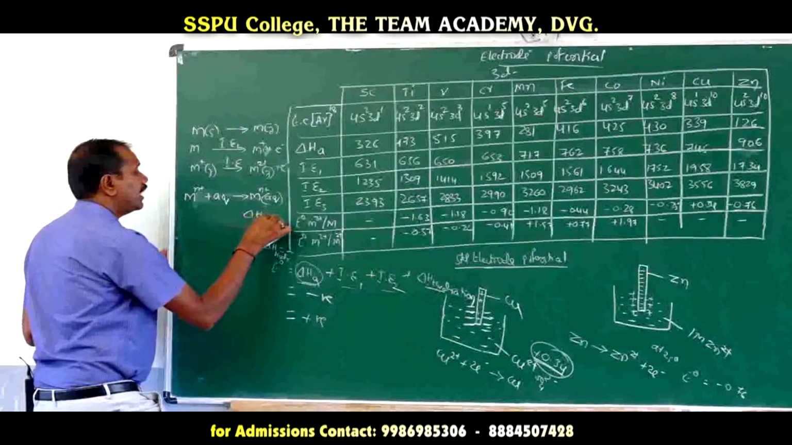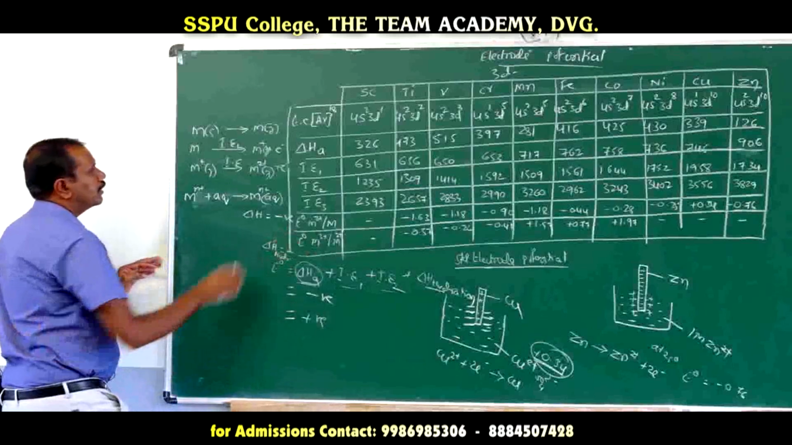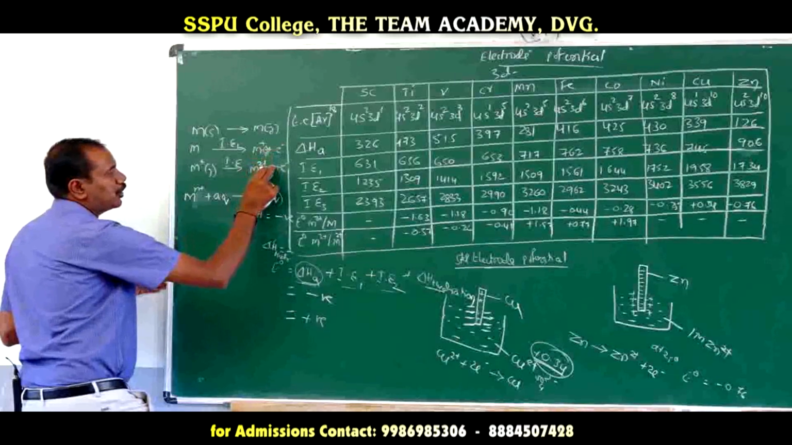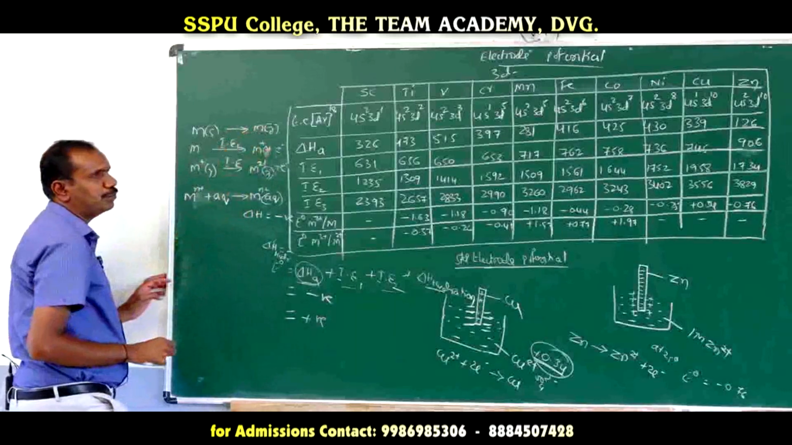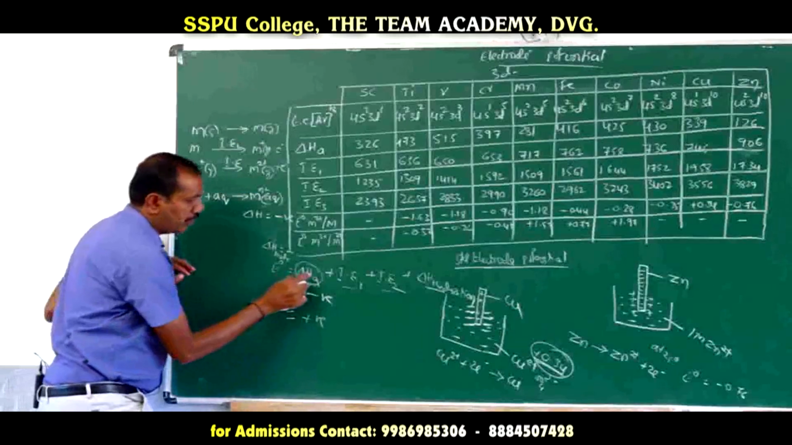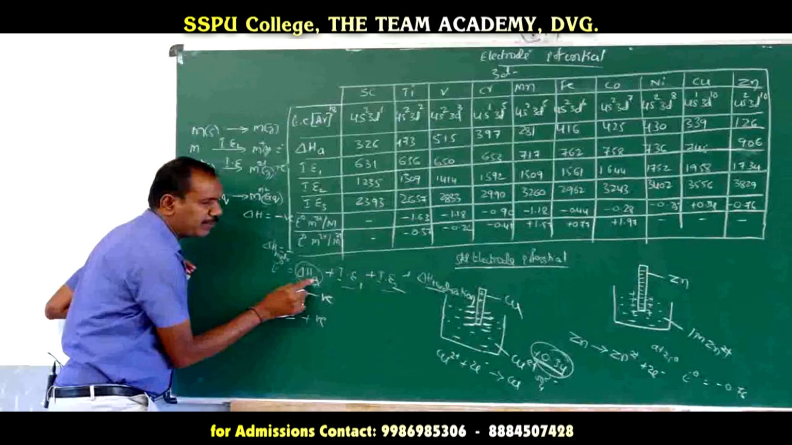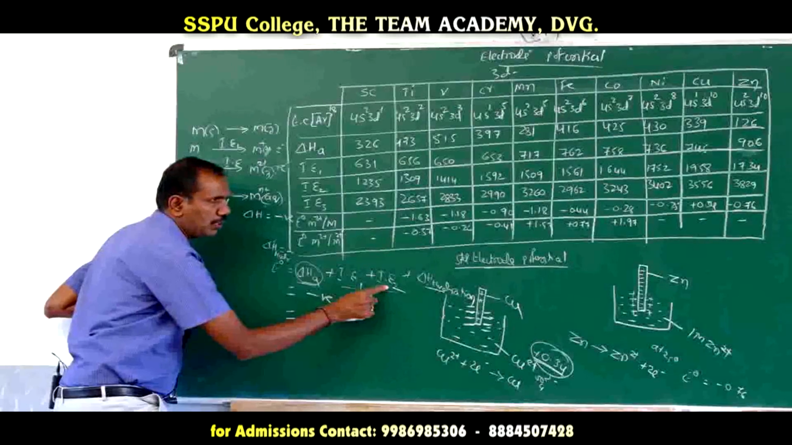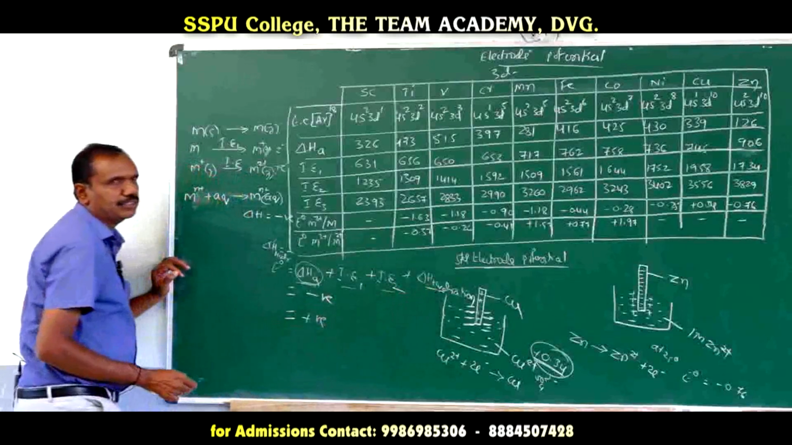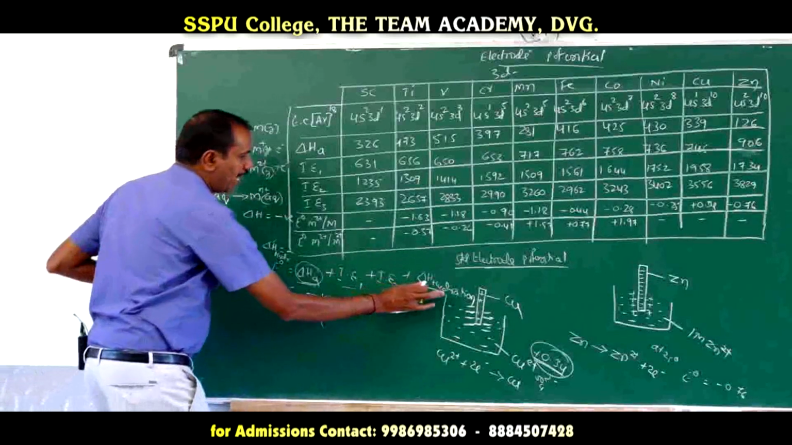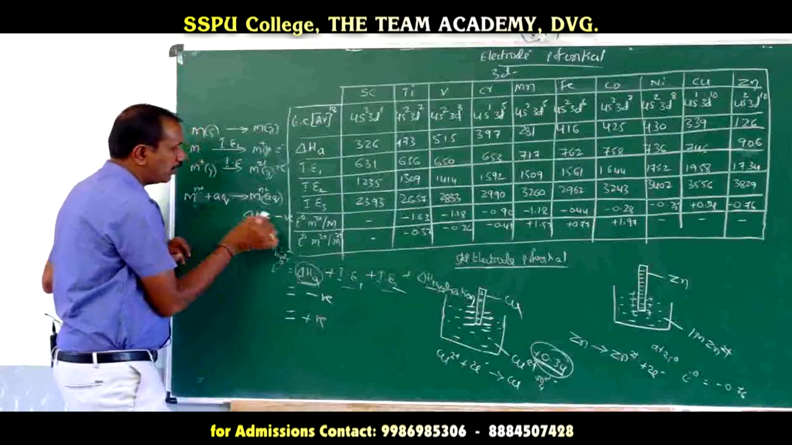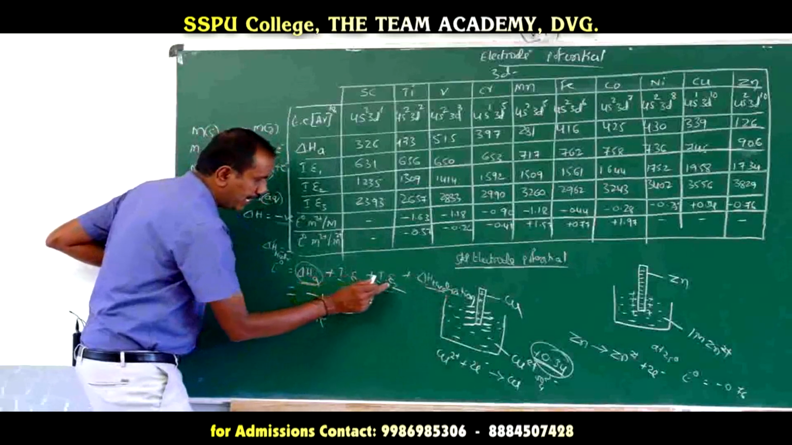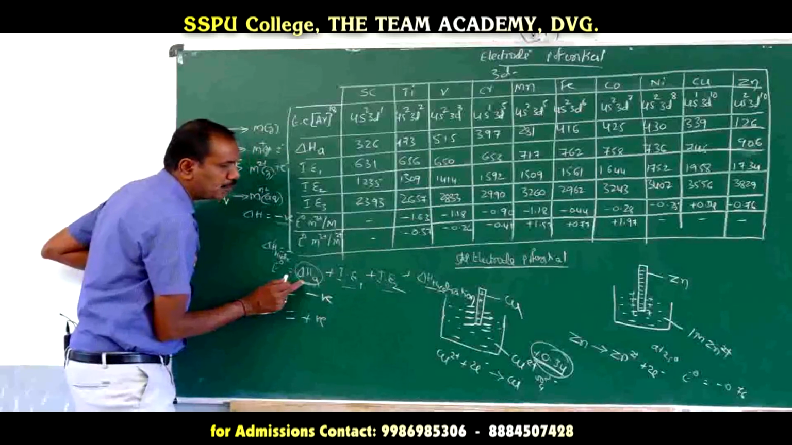Here the delta H value is negative. So in these two conditions, delta H value is positive. Here also delta H value is positive. So if delta H of atomization is more, IE1 is more, IE2 is more, and delta H of hydration is less, meaning the negative value, the energy liberated during the accumulation of water is less, then IE1, IE2 and delta H of atomization are more.